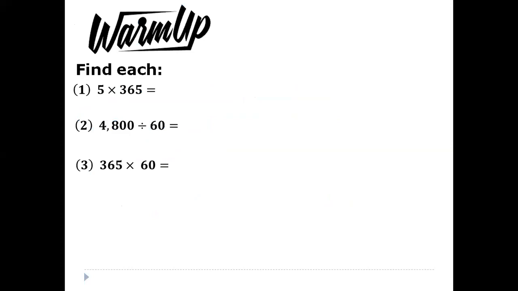So, let's do this quick warming up about multiplication and division. In the first one, we need to multiply 5 times 365. In multiplication, we put the bigger number up and the smaller number down. When we start multiplying, you multiply the 5 from down by each number up. So 5 times 5 is 25. This is how we write 25: the 2 up and the 5 down.